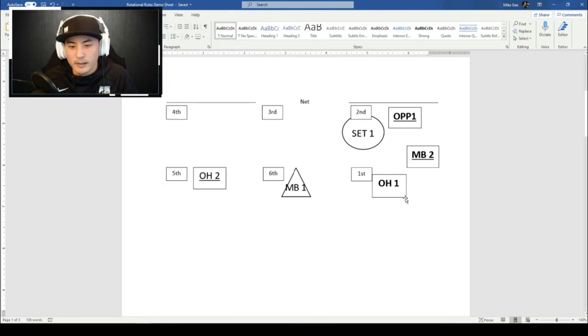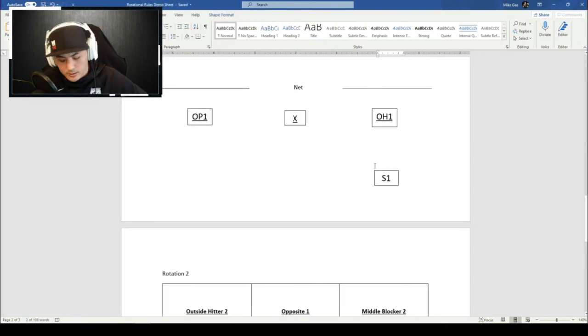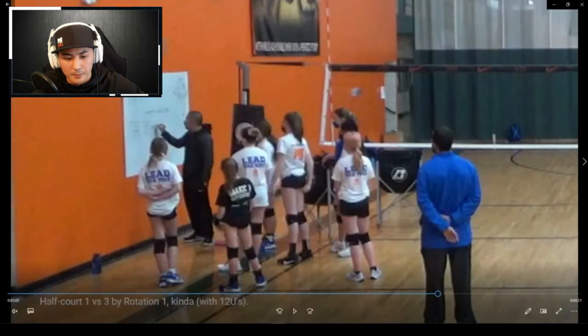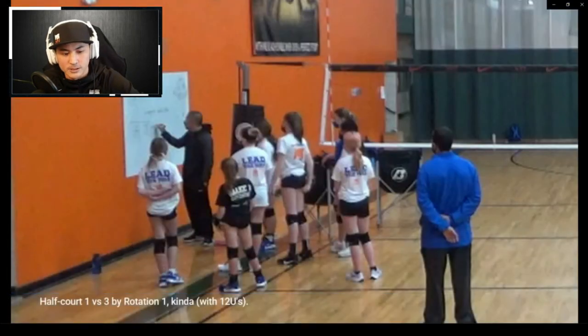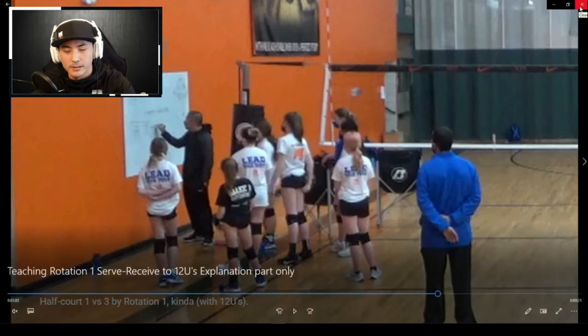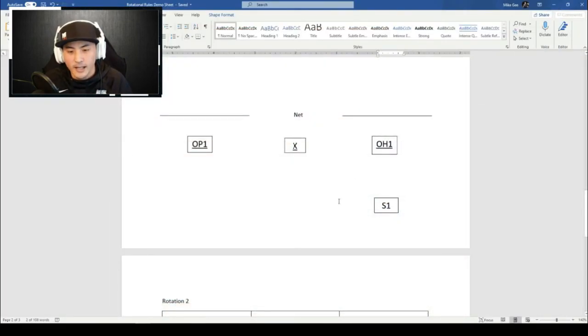If you do it in a way that players can follow along and remain engaged with the information, then they pick it up. Because we don't have 12 players on the team, we also have to modify and simplify things. So a lot of the drills we do, the title of the video was, half court 1 versus 3 by rotation 1, kinda, right? Kinda, sorta. I teach the players this information, and then I make sure that they understand, because we don't have 6 on 6, or we're going to choose to do it in a modified way, we're going to follow the rotational rules, sorta, kinda.